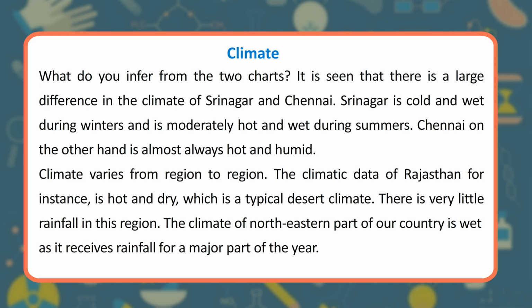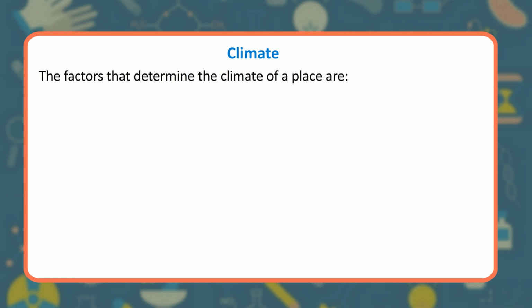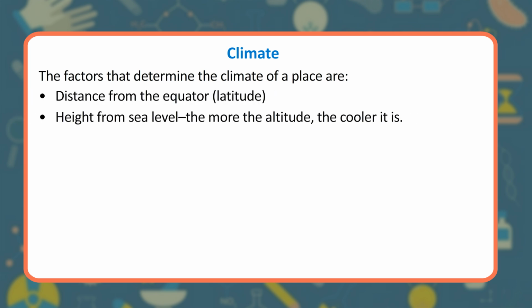The climatic data of Rajasthan, for instance, is hot and dry, which is a typical desert climate. There is very little rainfall in this region. The climate of the northeastern part of our country is wet as it receives rainfall for a major part of the year. The factors that determine the climate of a place are distance from the equator, latitude, height from sea level.